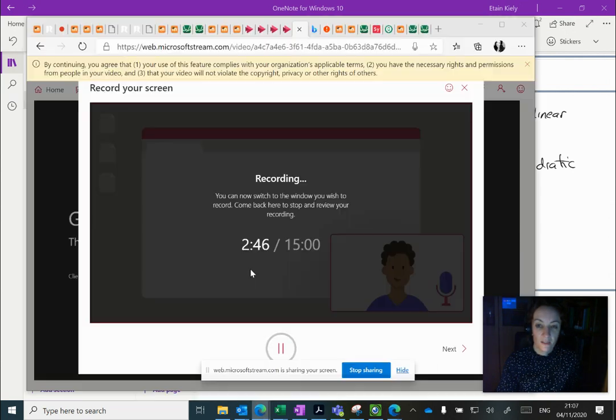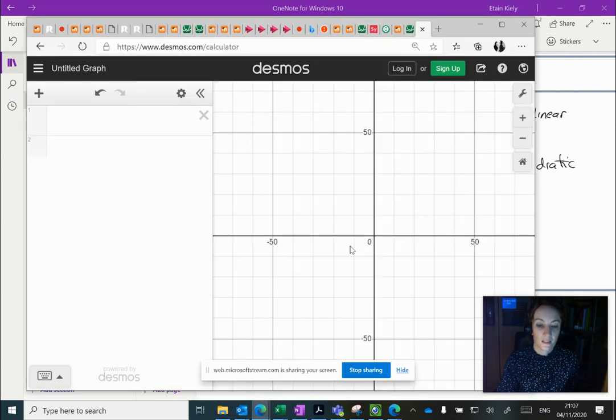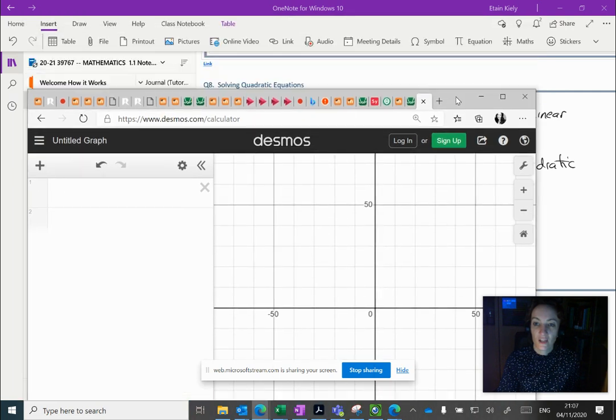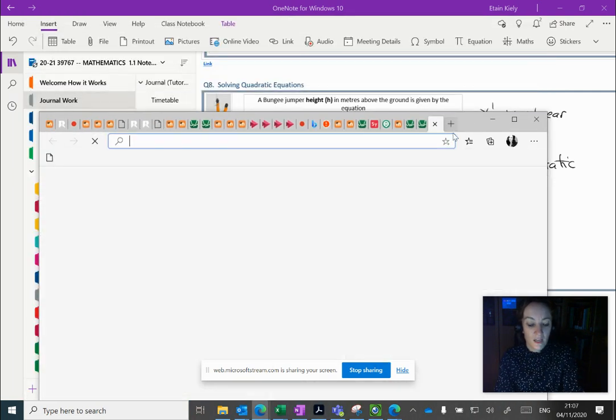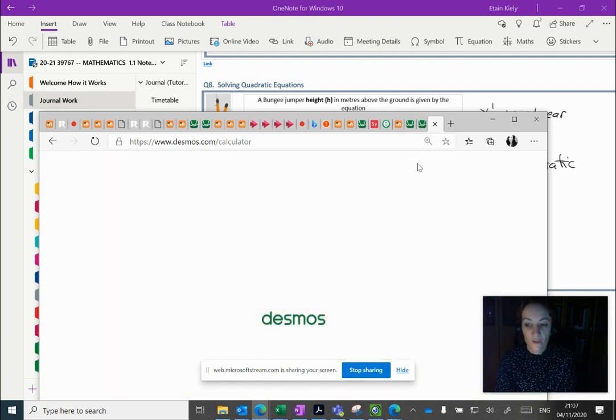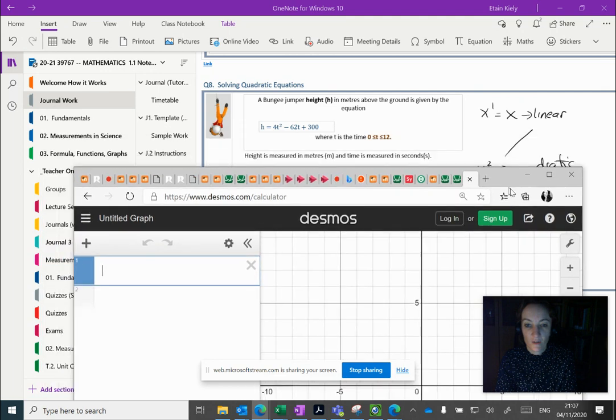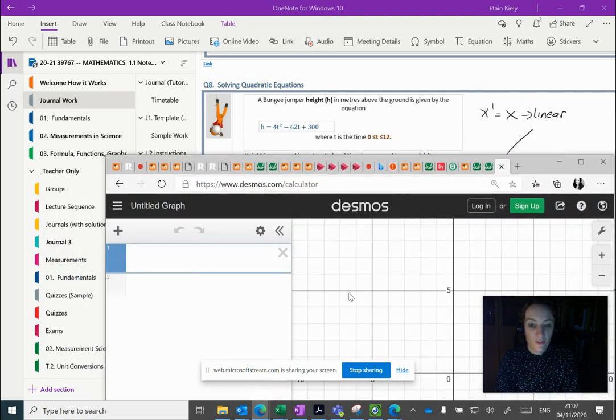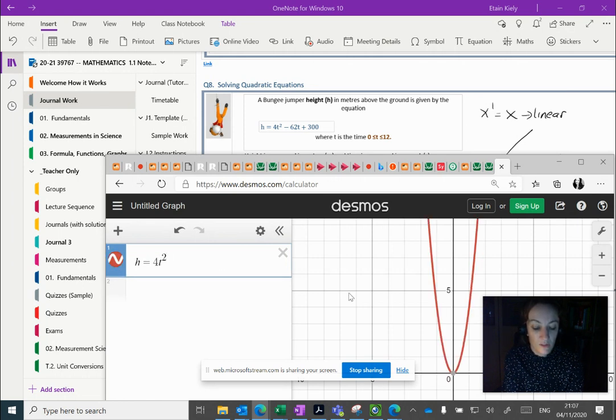So we're going to jump in and find our Desmos calculator here. If you can't find it, you can just go into Google and say Desmos calculator and it should come up. There's a scientific calculator, or there's a graphing one, and I'm interested in the graphing one. So we're going to type in our function h is equal to 4t squared. You use the little caret symbol like we have been using above the 6 to do that. Then we have minus 62t and then plus 300.